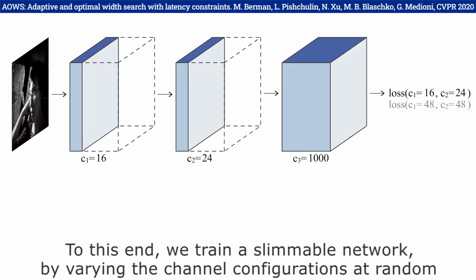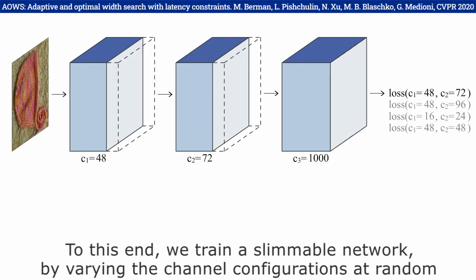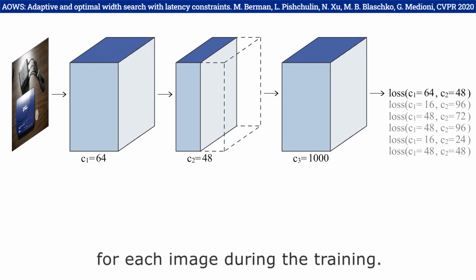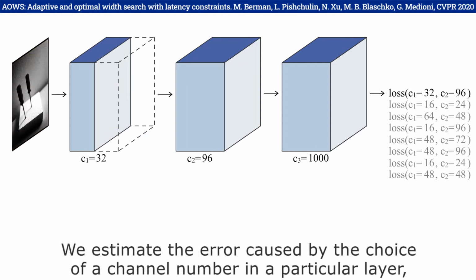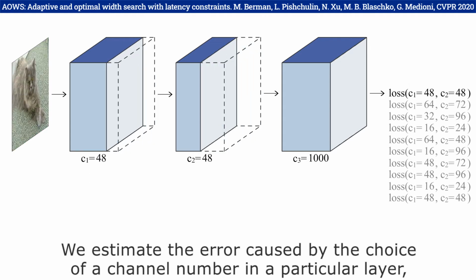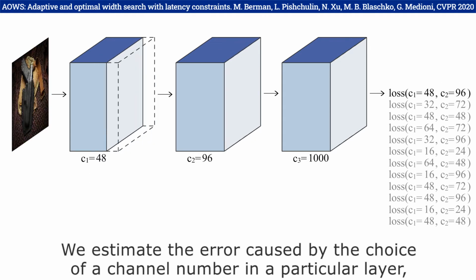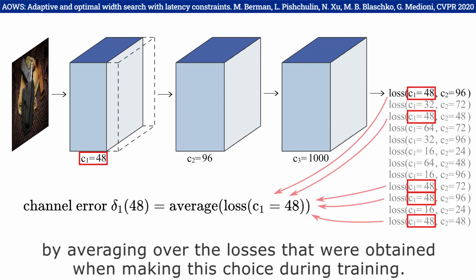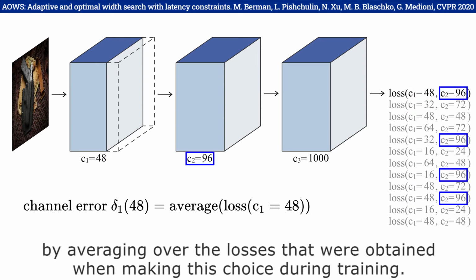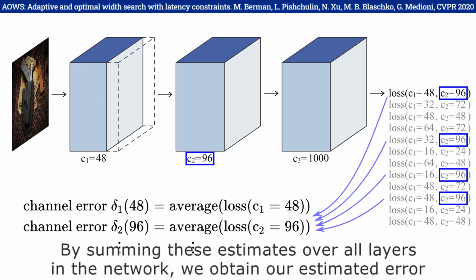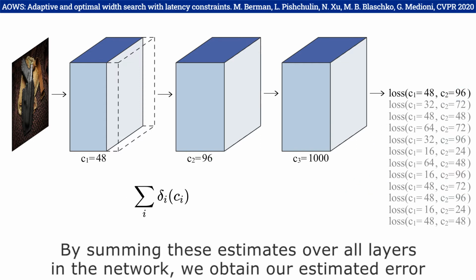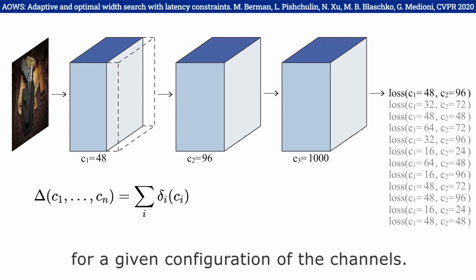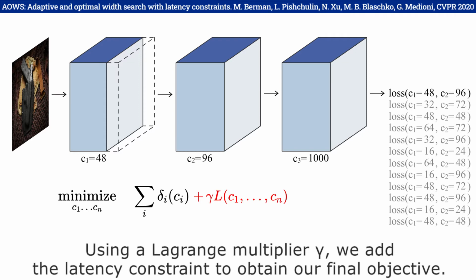To this end, we train a slimmable network by varying the channel configurations at random for each image during the training. We estimate the error caused by the choice of a channel number in a particular layer by averaging over the losses that were obtained when making this choice during training. By summing these estimates over all layers in the network, we obtain our estimated error for a given configuration of the channels. Using a Lagrange multiplier gamma, we add the latency constraint to obtain our final objective.